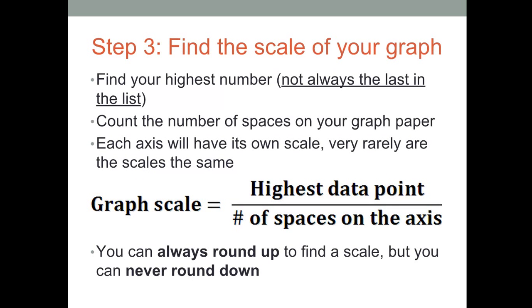There's a simple way to find that. If you find the highest number in your data table, which is not always the last number, it could be in the middle, it could be in the beginning, then count the number of spaces on your graph paper. You will be able to calculate this. So the graph scale is equal to the highest data point divided by the number of spaces on the axis.